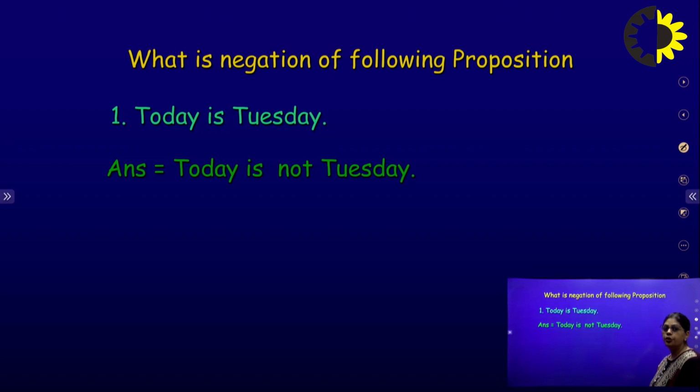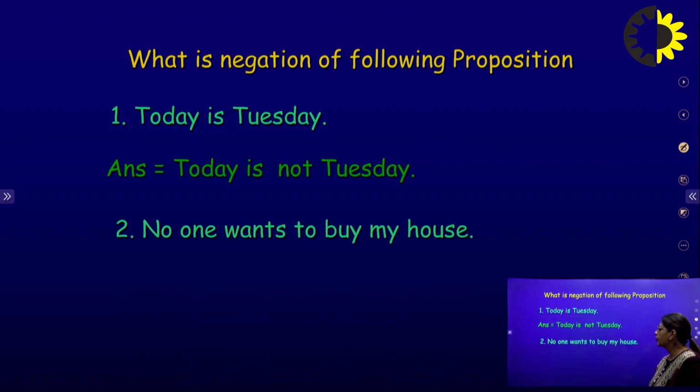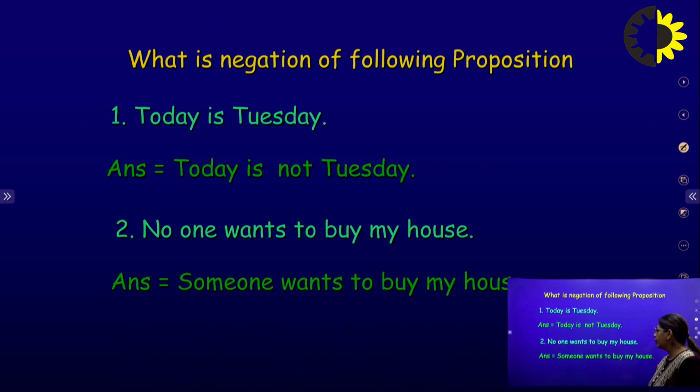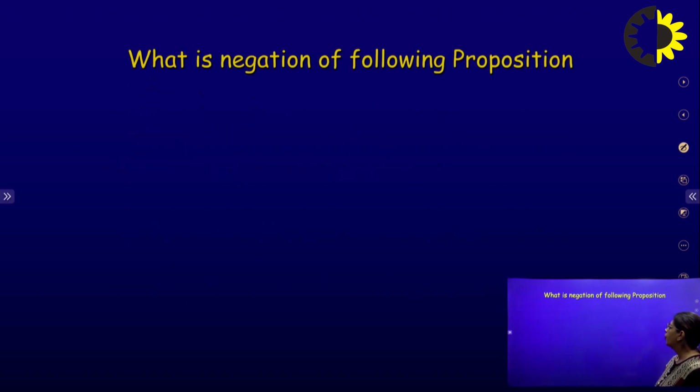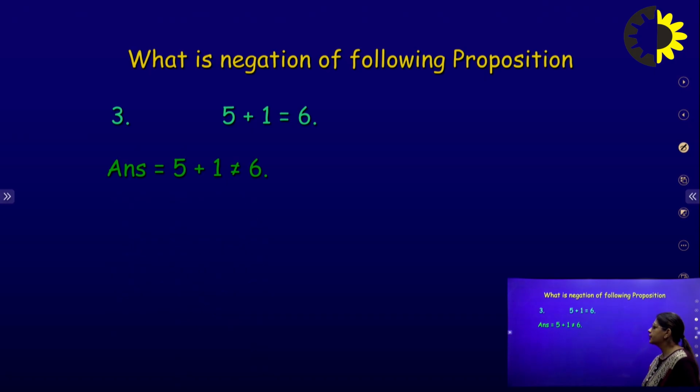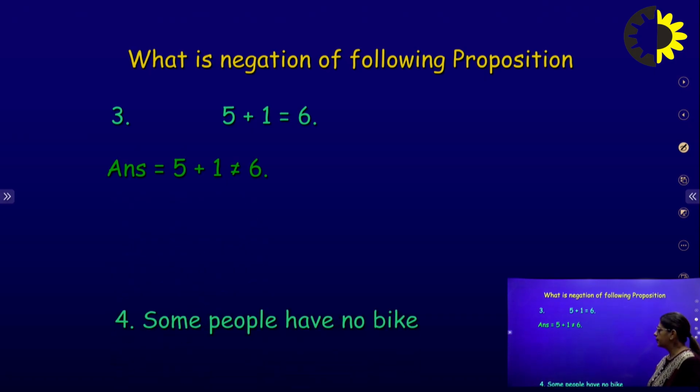Today is not Tuesday. Next: no one wants to buy my house. You have to negate the statement: someone wants to buy my house. Or you can write, at least one person wants to buy my house. What is the negation of the following proposition? 5 plus 1 is equal to 6. 5 plus 1 is not equal to 6.